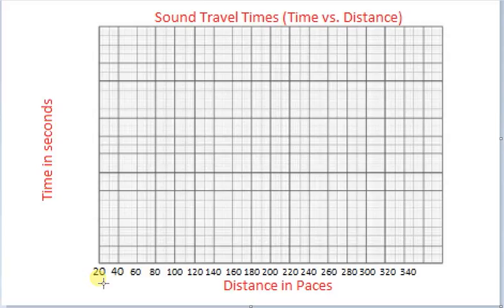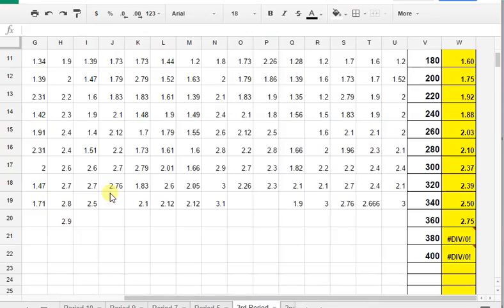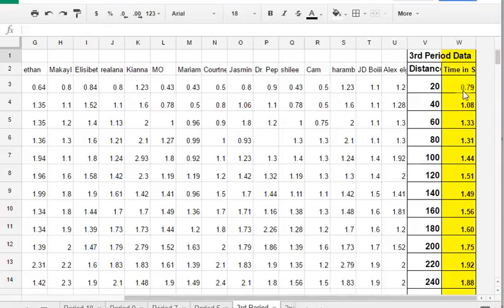Alright, so once you've got each one of these major grid lines marked out at one of our paces, we're going to go ahead and start marking up the side in seconds. Now, a lot of people would want to start with 0 and then go to 1, 2, 3, 4. The problem with that is if you took a look at your data for a second, you would notice that we have decimals. We have 0.79 for this one, 1.08 for this, 1.33. We're measuring all the way into the hundredths.